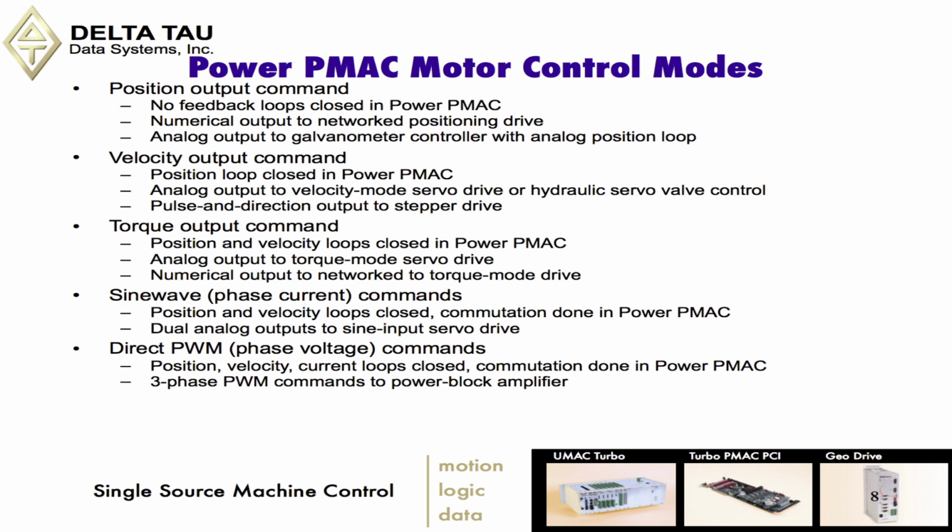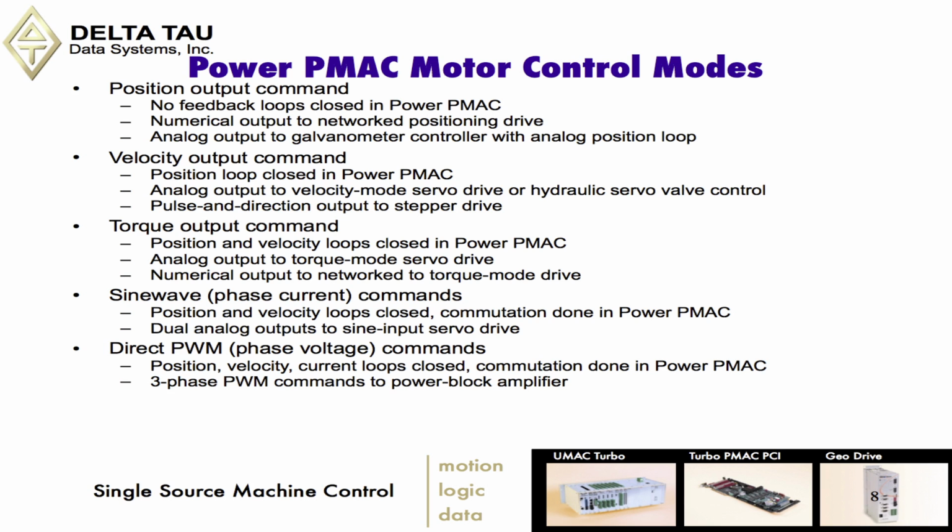Velocity output command. So the position loop is closed in Power PMAC, but the actual output from the PID loop is a velocity command, not a torque command. This is typical in the pulse and direction setup, where you're sending out pulses at a certain frequency, so that's considered a velocity command.